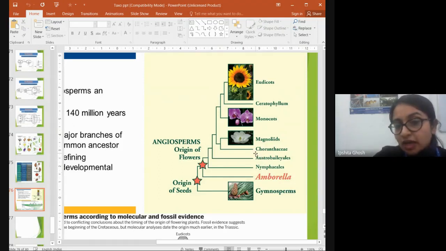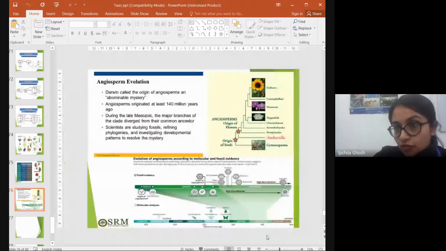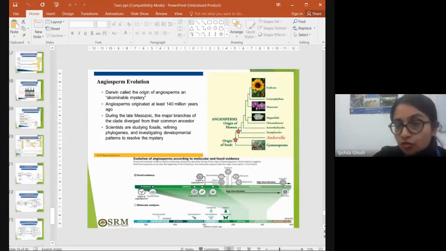And gradually you can see that different orders of angiosperms have come up, and this has led us to the modern day dicot plant. The monocots are believed to have originated before the dicot plants that are available today. The most advanced are the eudicots, which we are going to study during classification, when we are studying the classification system. So in a nutshell, this was about the evolution of angiosperms. Okay. Is it clear so far, everyone? Yes, ma'am, it is clear.